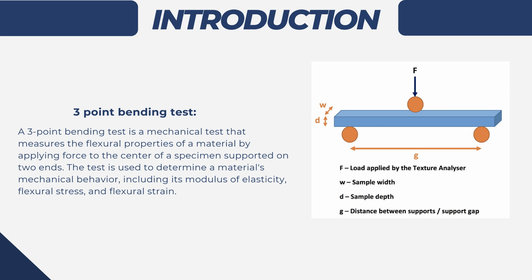So a 3-point bending test is a mechanical test that measures the flexural properties of a material. In this case, the specimen is a beam, by applying force to the center of the beam, supported on two ends. So this beam will be supported on its two ends, so it will be clamped fixed, and the test is used to determine the beam's material properties, such as the Young's modulus and the deflection. Also, we can get the stress and strain of the beam itself. Therefore, we can determine the material of the beam using this test.